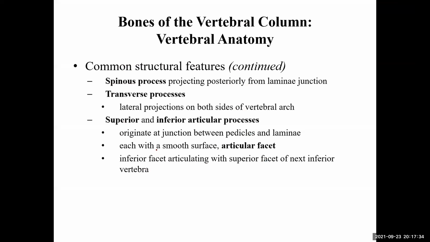All right, we've talked about the spinous process. When the two lamina form and come together, they make a projection that comes off the posterior aspect of our bone, and that's called the spinous process. The lateral projections are transverse processes. They come off of both sides of the vertebral arch. And then we have our superior and inferior articular processes. If it's coming off the top of the bone, that's a superior articular process. If it's coming off the bottom, it's an inferior articular process. And the smooth surface on either process is known as the articular facet, like your fingernail on your finger.